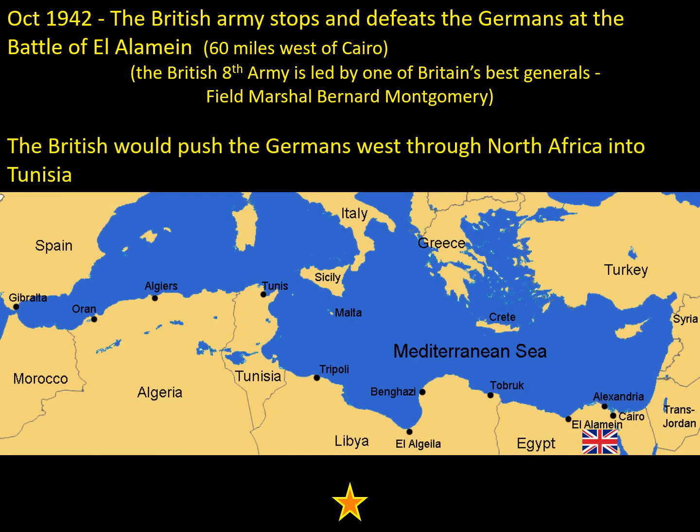After the British victory at El Alamein, Montgomery and the British would push Rommel and the Germans west through North Africa into Tunisia. They would capture the capital city of Tripoli in Libya, and the Germans would be pushed into Tunisia. Shortly after this, the Americans would land at Morocco and Algeria, trapping the Germans and Italians at Tunis.